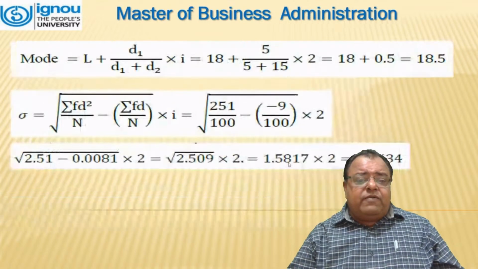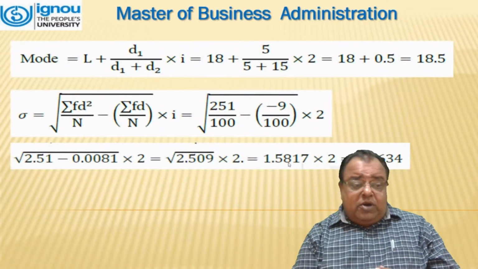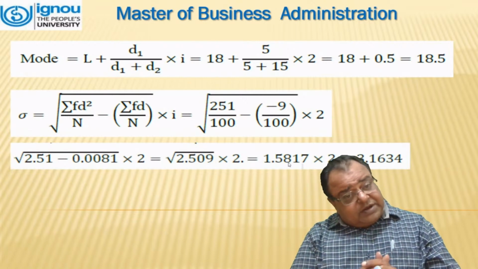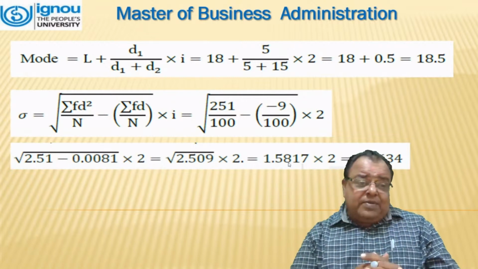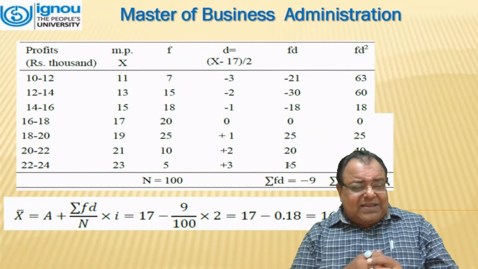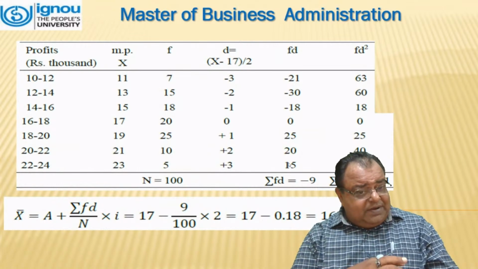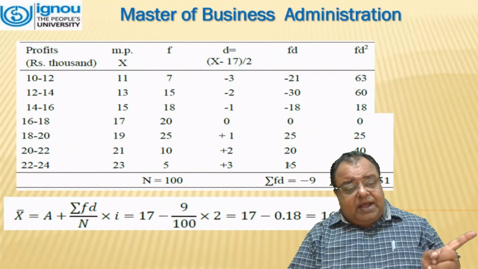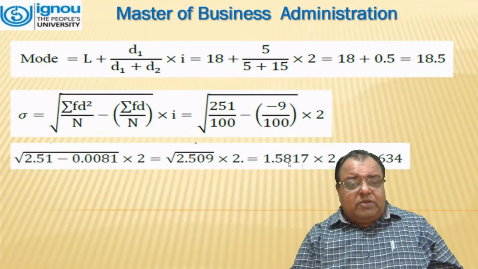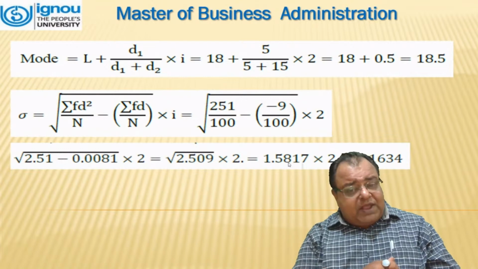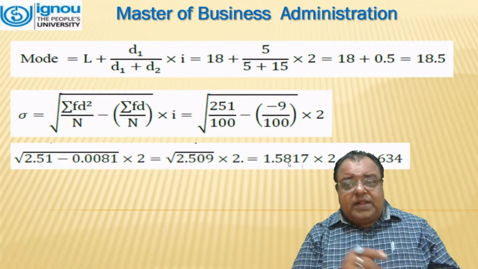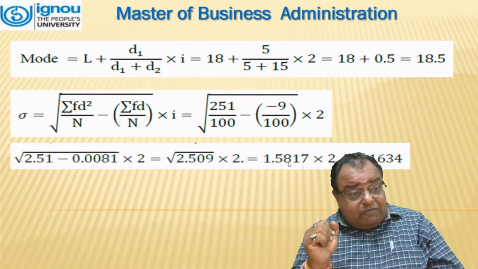Now, we will move further to calculate its mode. Mode is calculated by L plus D1 by D1 plus D2 into I. If you remember, the maximum frequency occurs at 25. For mode, we have to see the maximum frequency. So in that case, the lower limit will be 18. So we will be calculating 18 plus 5 upon 5 plus 15 into 2. I is 2, the difference between 12 and 10. So we are going to get the value as 18.5.